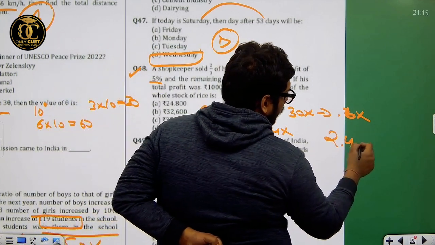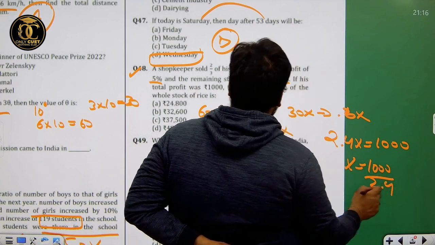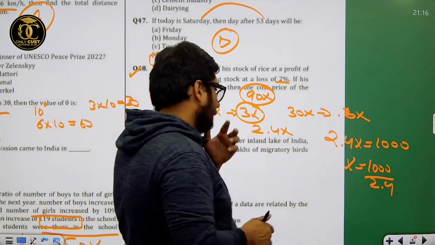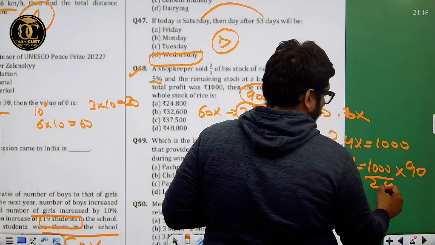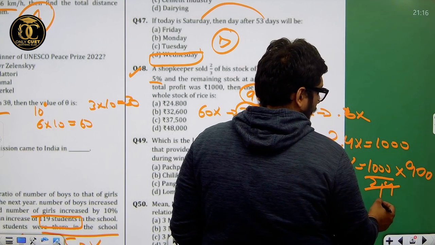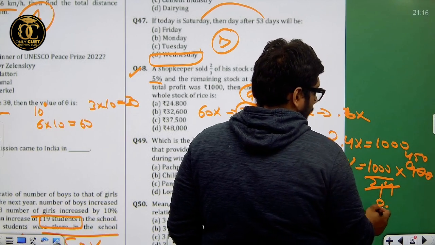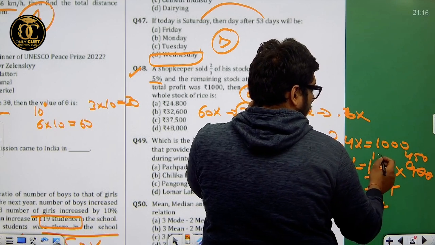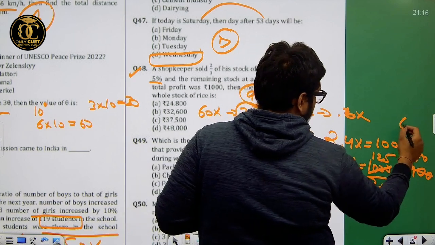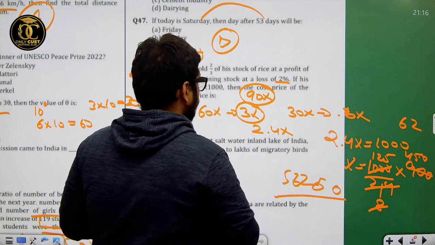That is 2.4x is equal to 1000. X is equal to 1000 upon 2.4. What we need to calculate is the cost price of the whole stock. This is X, multiplying it by 90. Correct? 125 zeros are 0. 125 5s are 625. 125 4s are 500 plus 62, 562. So 56250.